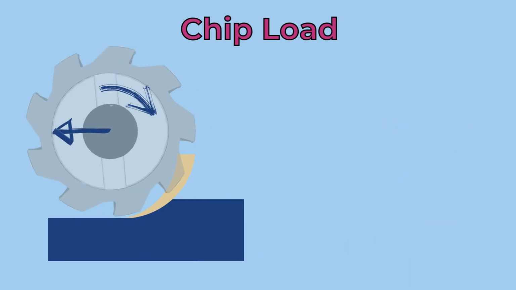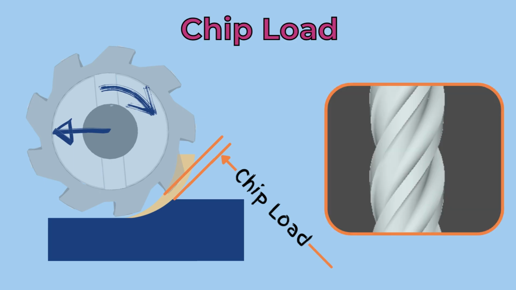The chip load refers to the maximum width of the chip that each tooth of a milling cutter removes from the material as it passes through it. In practical terms, it is the load that the operation exerts on the cutting edge, hence the name, chip load.